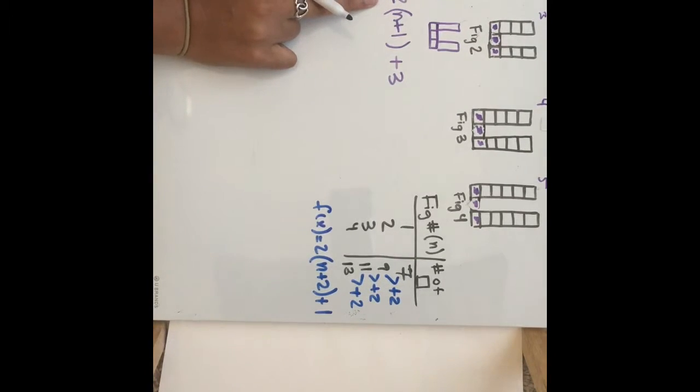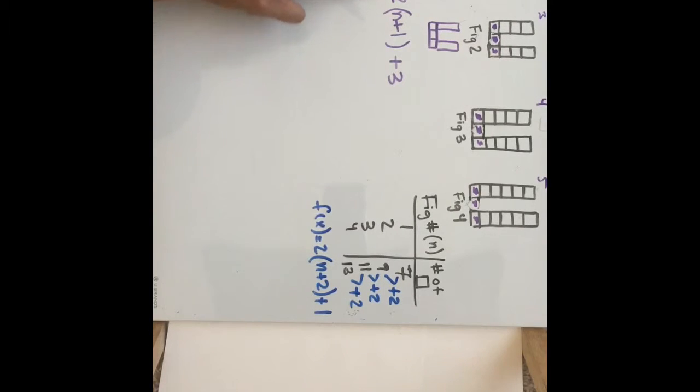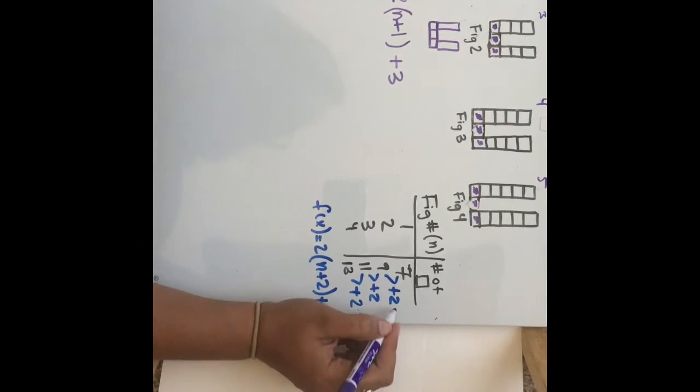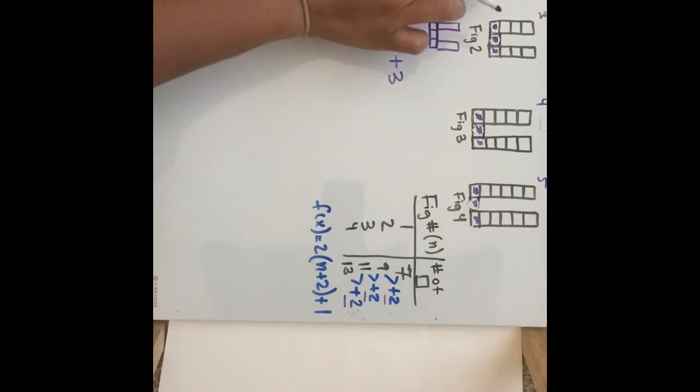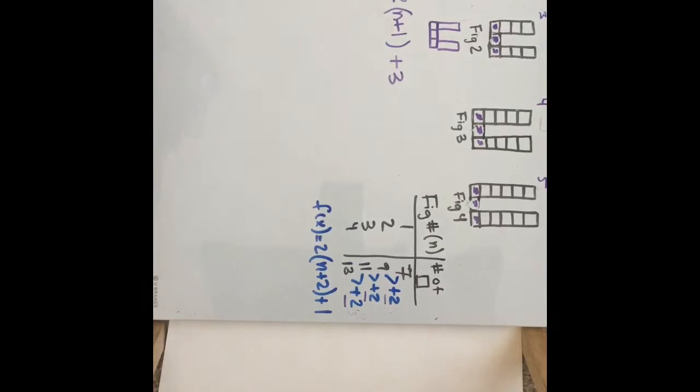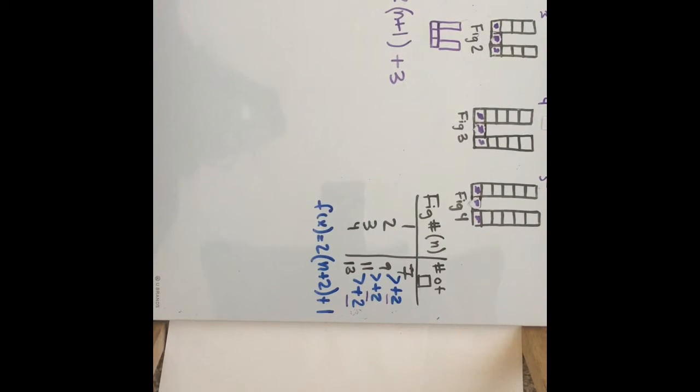Which, if you notice in both equations, you have 2 being multiplied by something for each column, right here and right here. That is where our relationship between the figure number kicks in. So once you get better at being able to look at a table and see how you can go about getting a function, breaking it down is an easier way also.